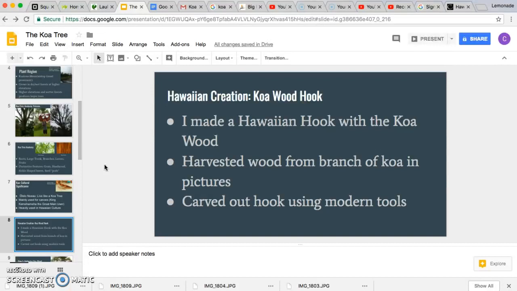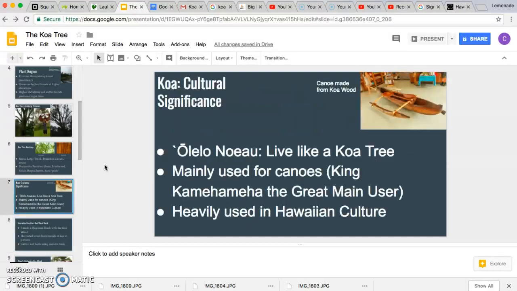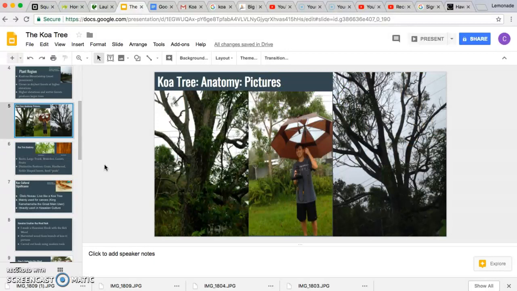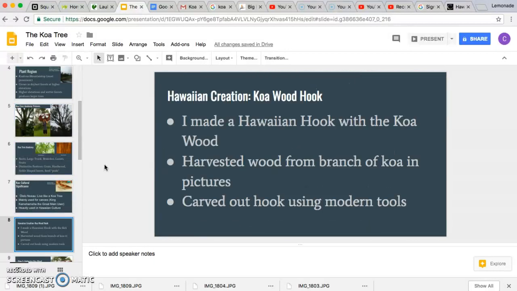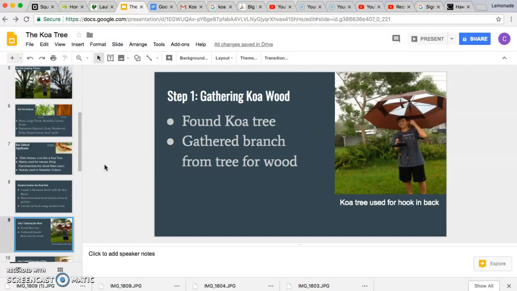Okay, so for my project, I decided to create a Hawaiian hook with the koa wood. And as you can see in the picture earlier, I harvested the wood here in this picture for my koa hook, and I carved out the hook using modern tools, as I did not use the Hawaiian methods. So the first step, I gathered the wood, as seen in this picture here. I gathered the wood from this tree. I found a branch and was able to cut the branch out. Of course, with asking permission, I was able to cut a piece of the branch out, and I gathered the wood to build my tool.